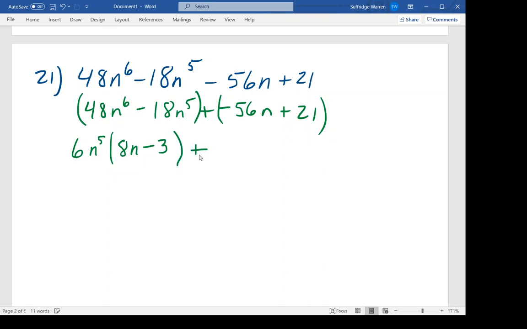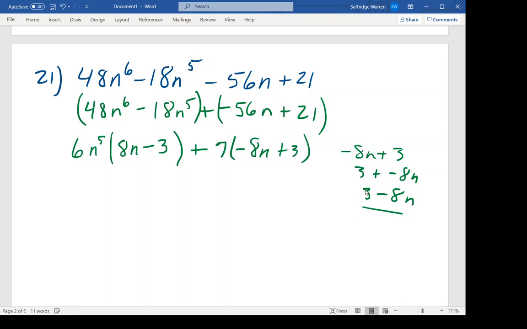And now for the second, 56 and 21 have a common factor of 7. I don't have an n with the 21, so that's our greatest common factor. And inside we have 7 times negative 8n would give us negative 56, and then 7 times 3 gives us 21. So again, I'm thinking, what if I rewrite this using the commutative property? Negative 8n plus 3 is the same as 3 plus negative 8n, which is the same as 3 minus 8n.